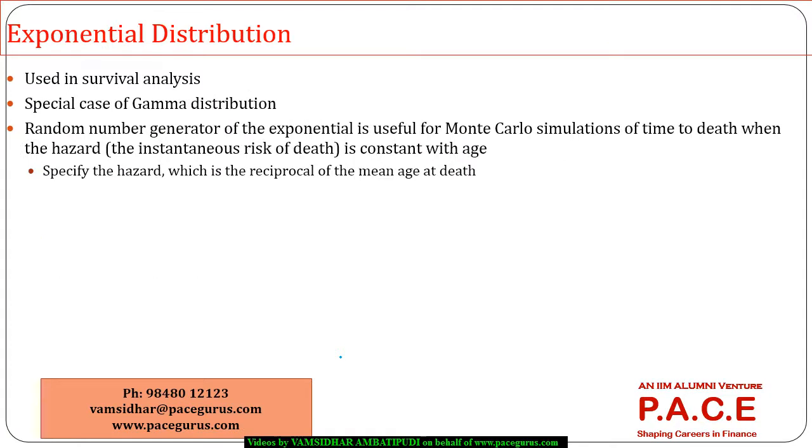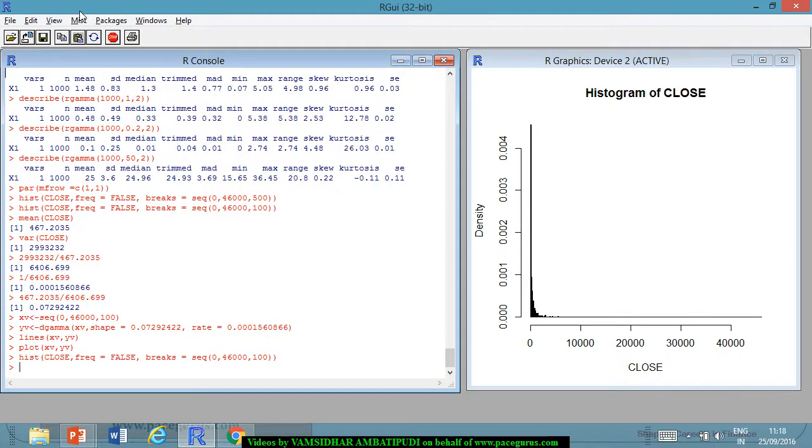Then the special case of gamma distribution, as I have already mentioned, is an exponential distribution. A lot of applications are there for the exponential distribution. I'm using it in survival analysis. But yes, we will look at the gamma distribution, which we have already looked at.